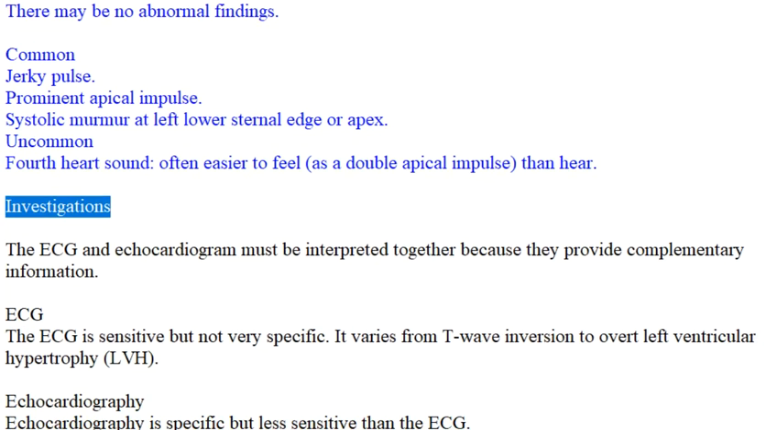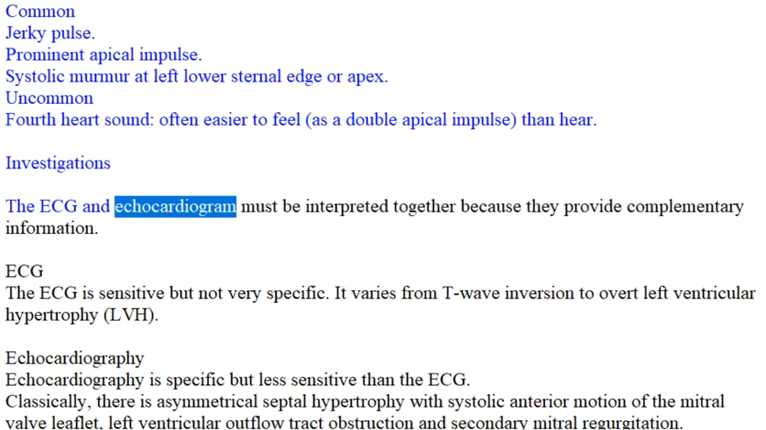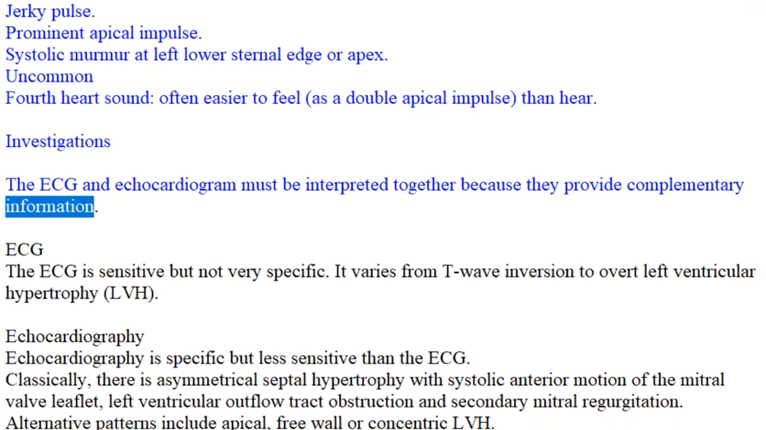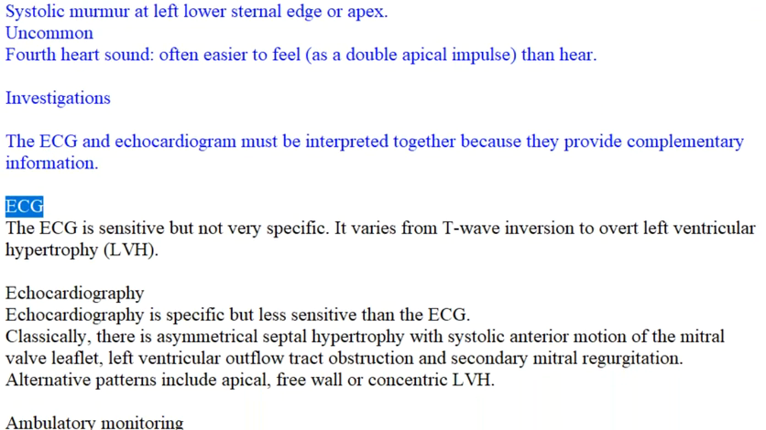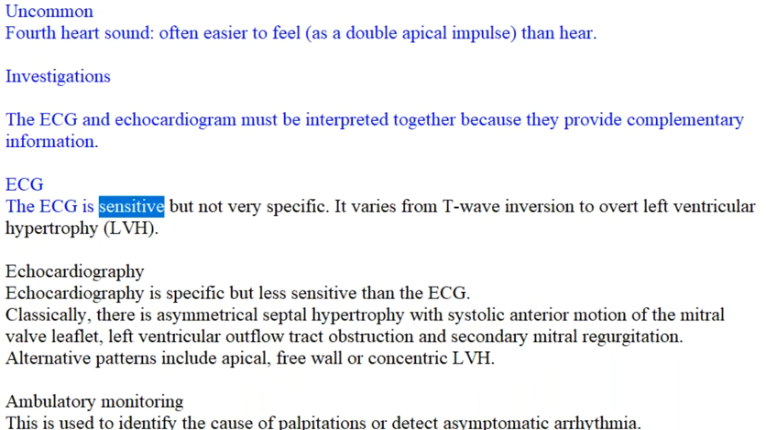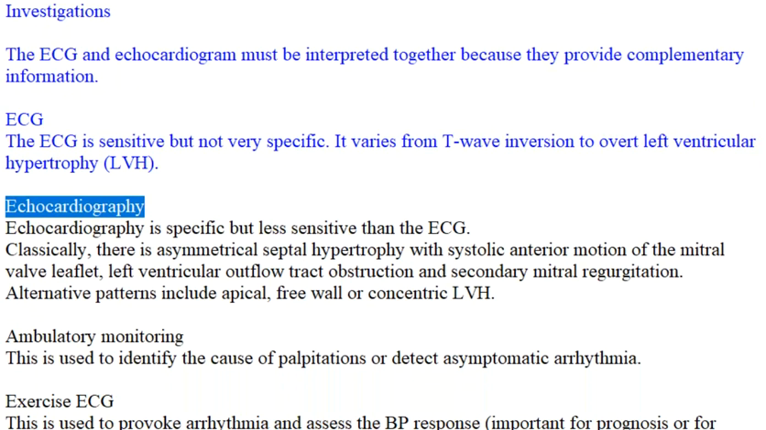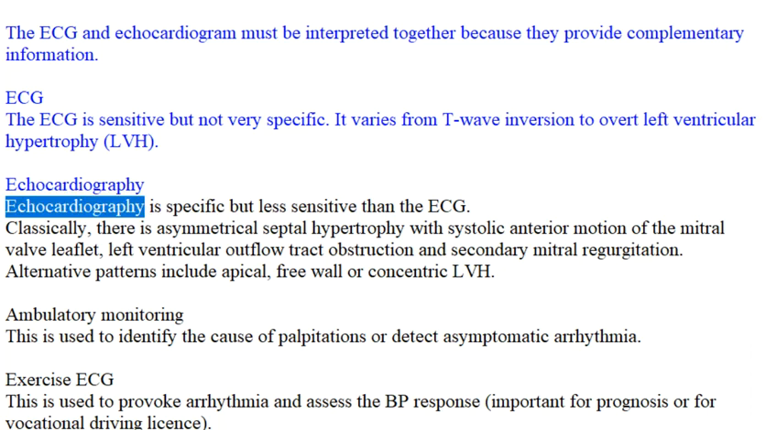Investigations. The ECG and echocardiogram must be interpreted together because they provide complementary information. ECG. The ECG is sensitive but not very specific. It varies from T-wave inversion to overt left ventricular hypertrophy, LVH. Echocardiography. Echocardiography is specific but less sensitive than the ECG.